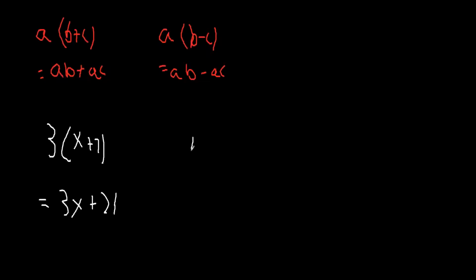We could also have x times (negative x minus 3). So this gives us negative x squared, because x times negative x is negative x squared. And this is x times negative 3, which is negative 3x. So it's negative x squared minus 3x.